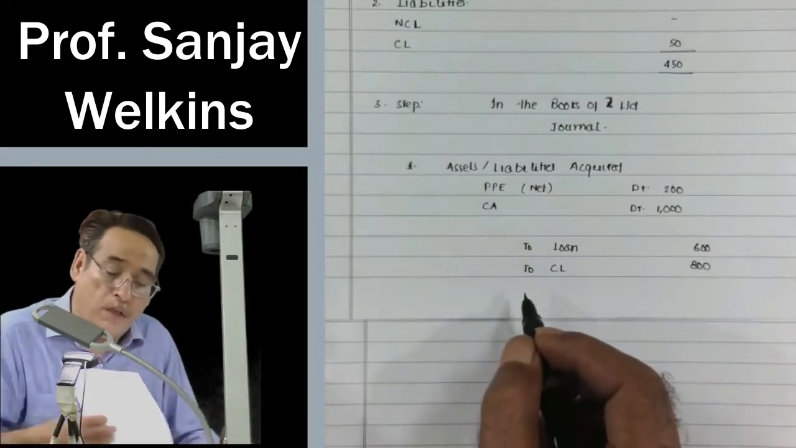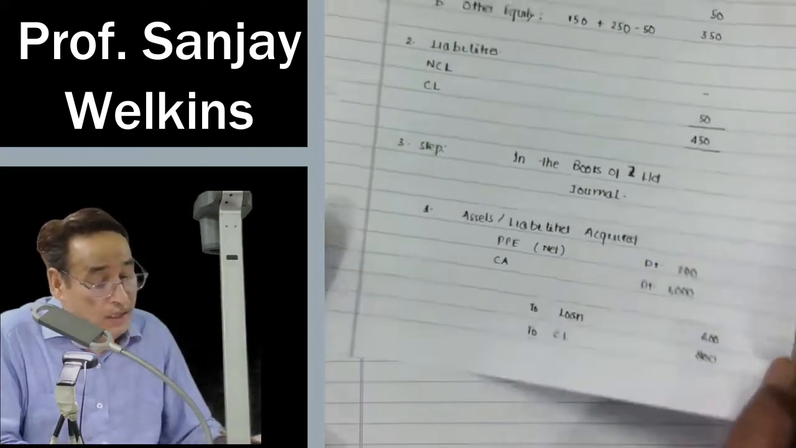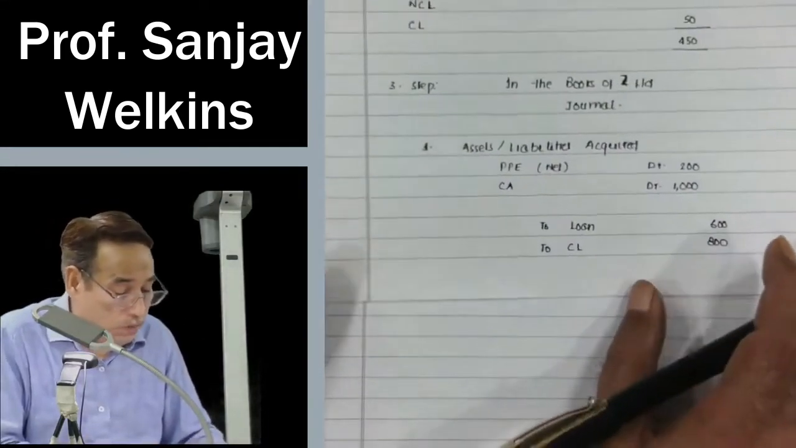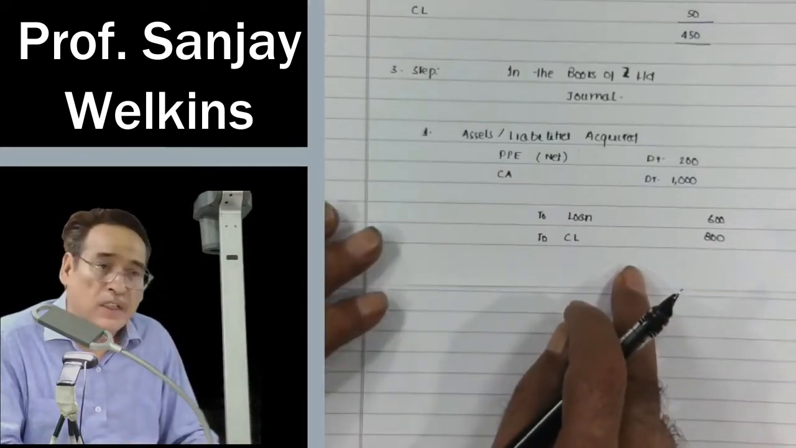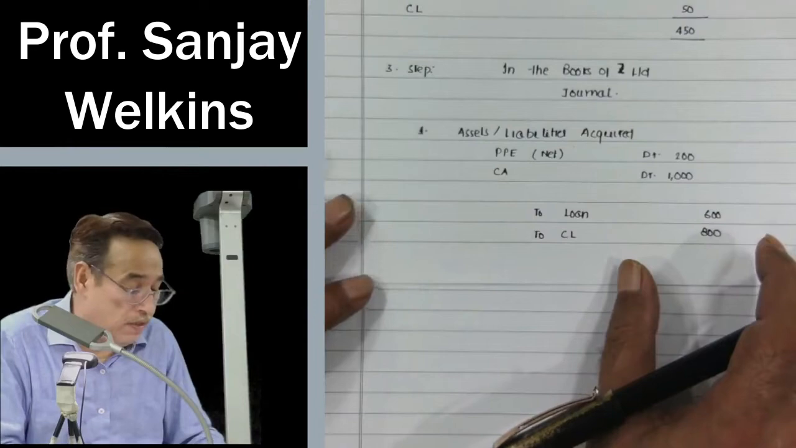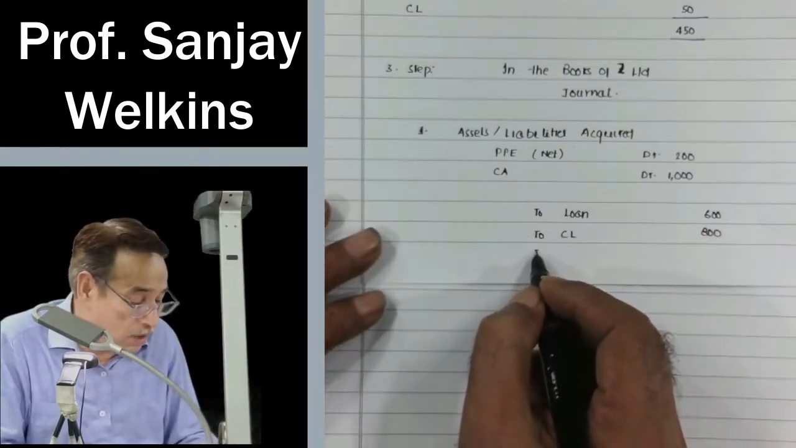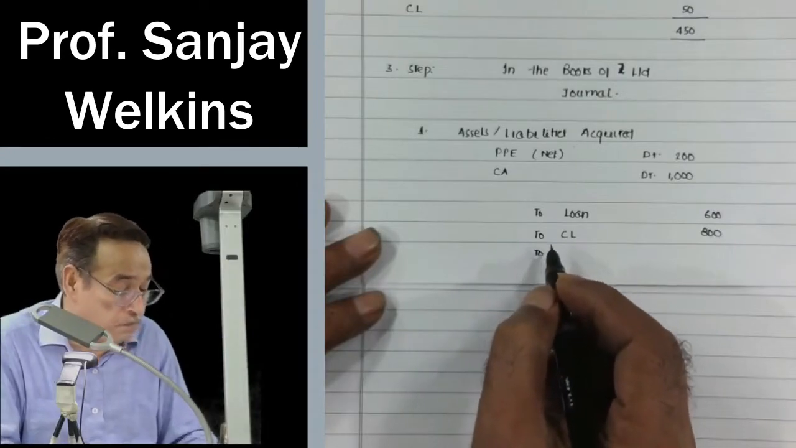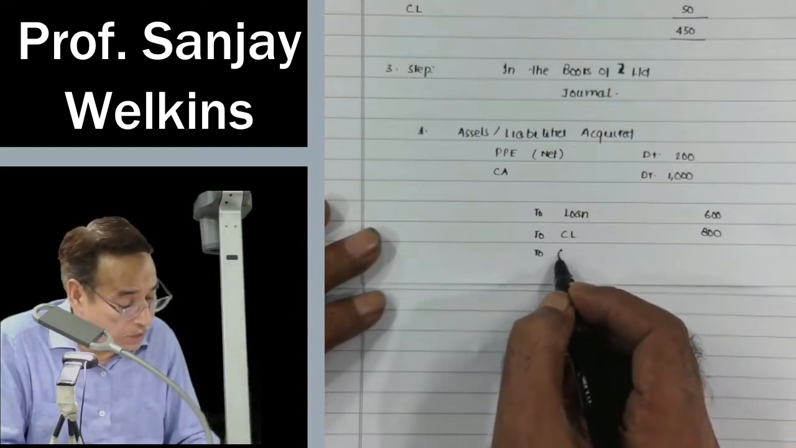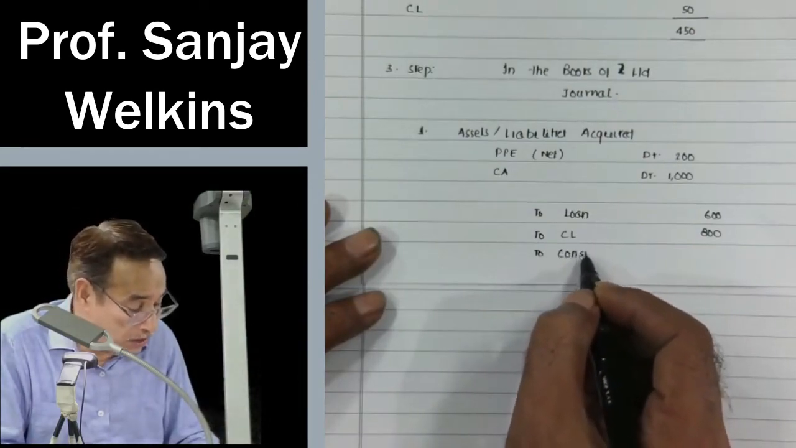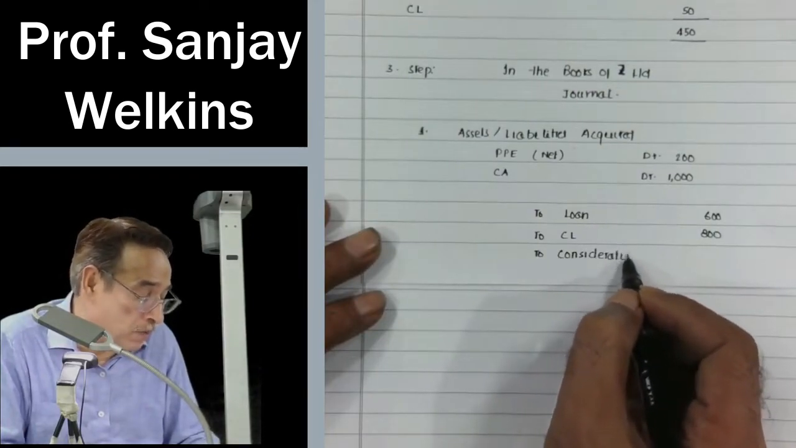Now, if you remember, I talked about this particular fact in the last session, that under common control, all the assets and liabilities are recorded at book value, number one. Correct? Secondly, I talked about this particular fact, that when we will pass the entry in the books of purchasing company, we will write here to consideration. Because it will have to pay the consideration.